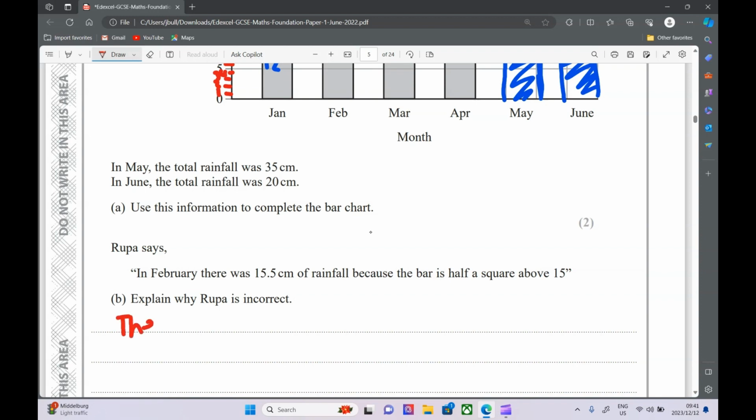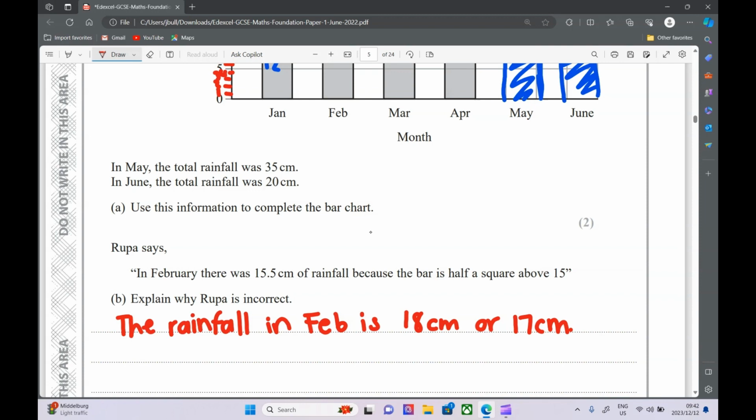We could say the rainfall in February is 18 centimeters or 17 centimeters. Okay, so either of those would be okay because it's not exact. So that is our reason. So we can say she is wrong. It's not 15.5. It is 18 or 17 centimeters.